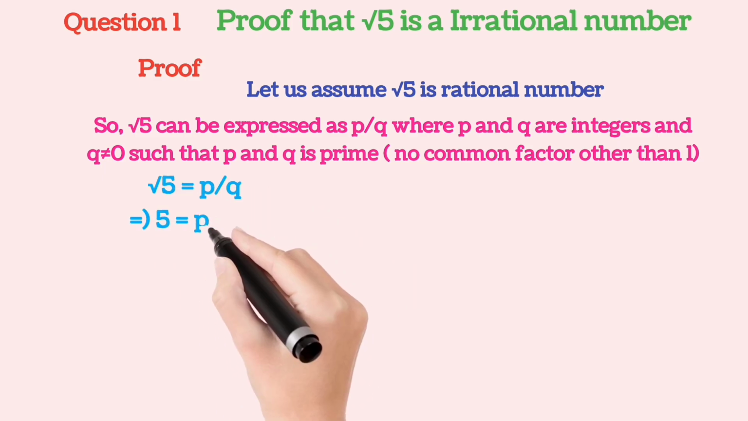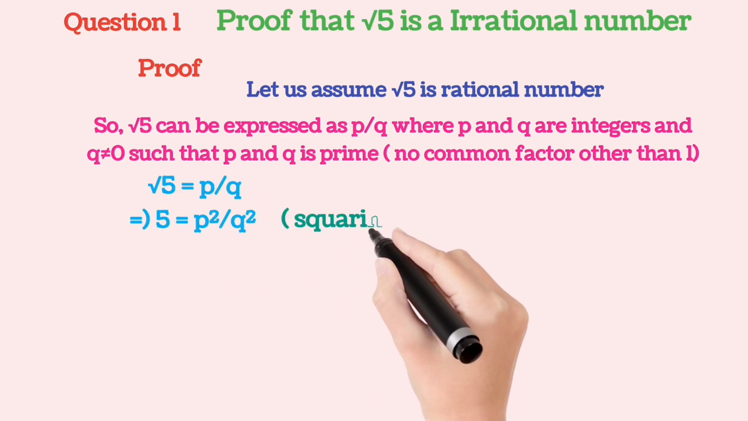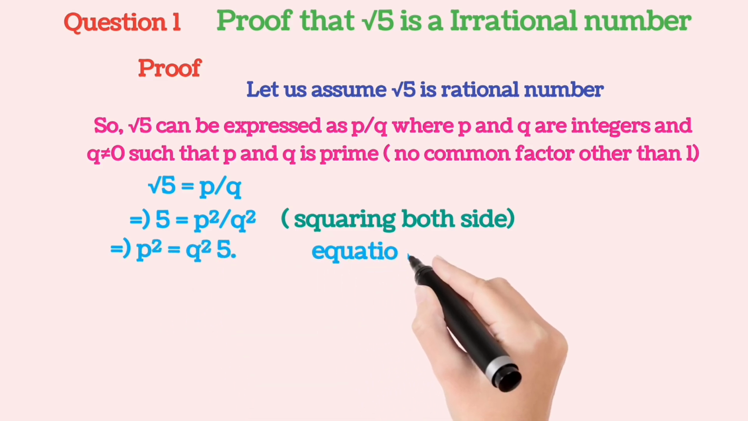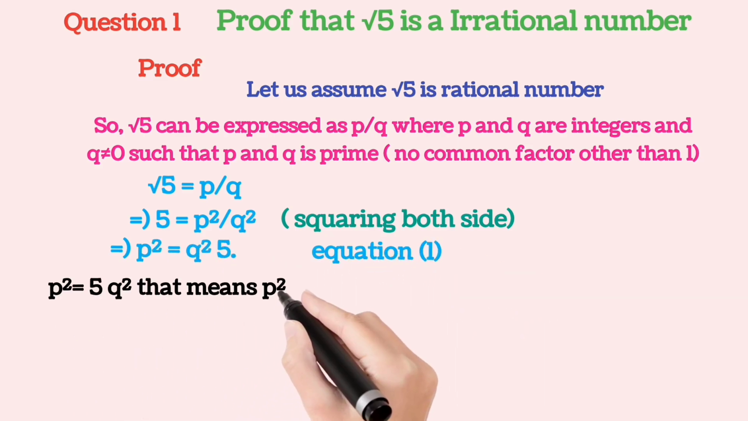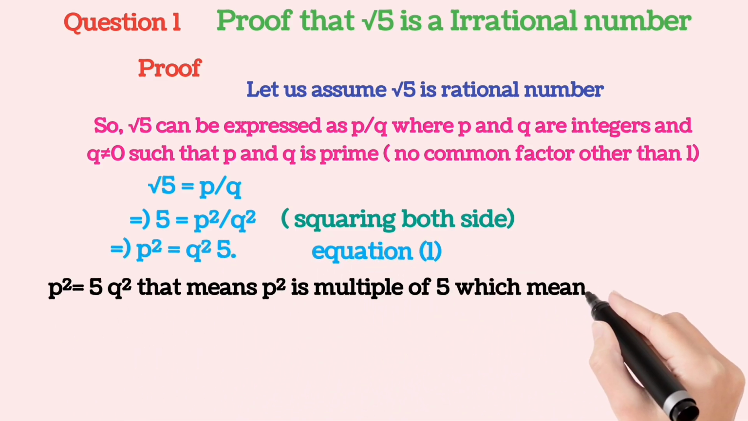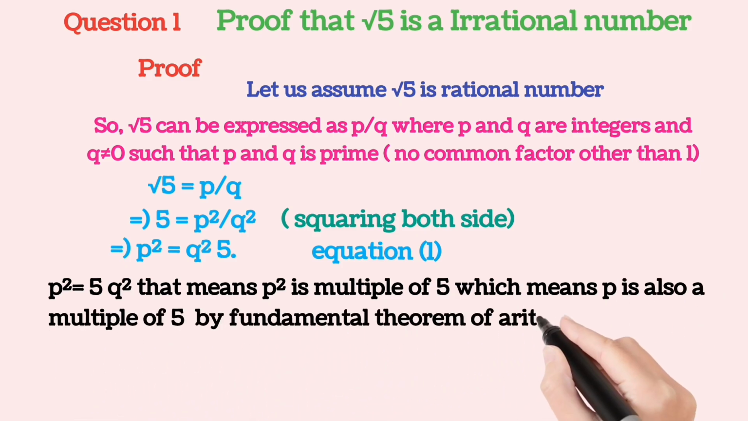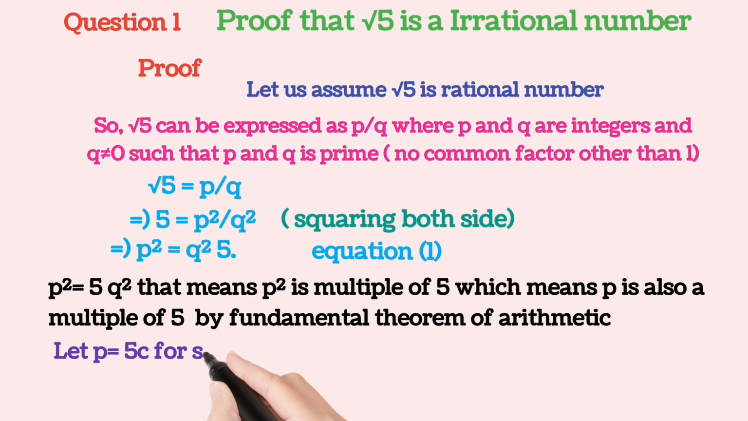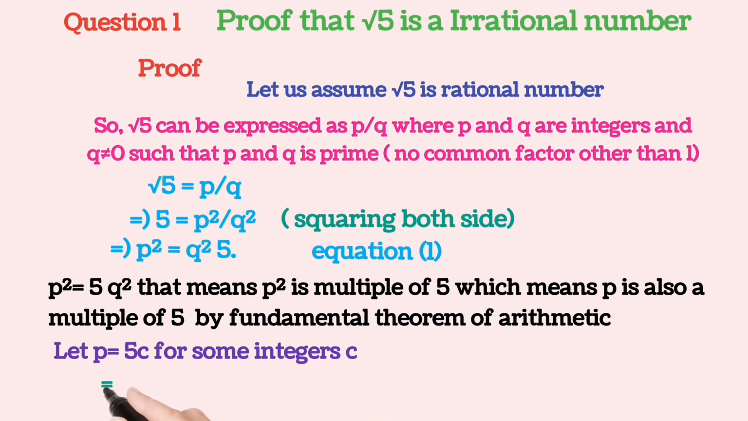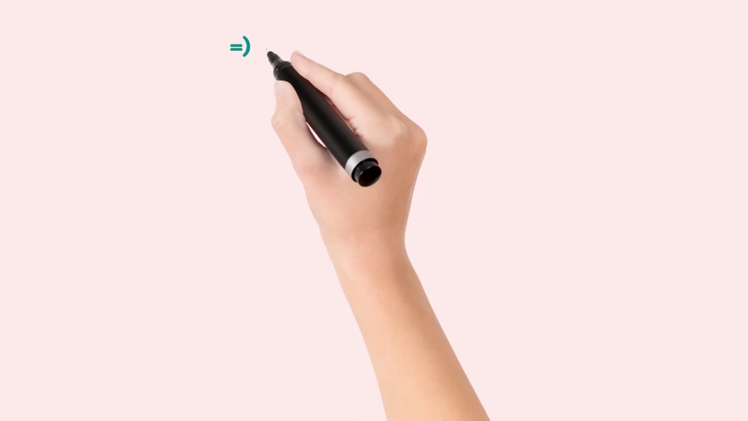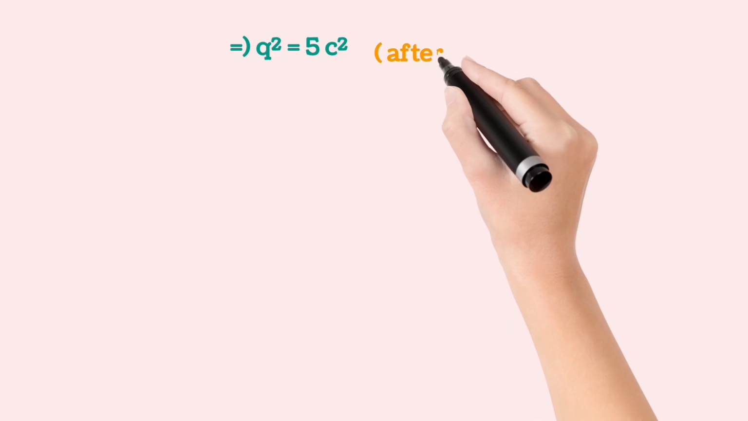Root 5 equals p by q. Squaring both sides, 5 equals p square by q square. Now p square equals 5 q square, equation 1. That means p square is a multiple of 5, which means p is also a multiple of 5. By the fundamental theorem of arithmetic, let p equal 5c for some integer c. Substitute p equal to 5c in equation 1: 25c square equals 5 q square. Now q square equals 5c square.